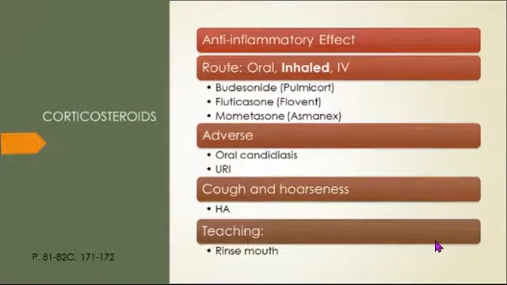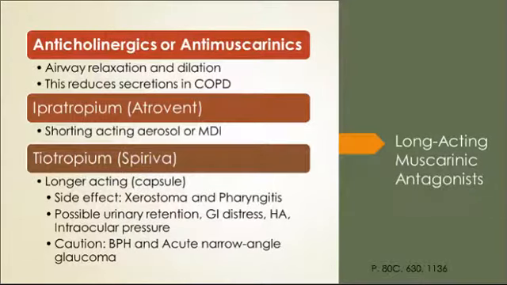Corticosteroids have an anti-inflammatory effect. We'll cover these in the last module for Pharm this semester also. These are given orally, inhaled, and IV. Budesonide, fluticasone, and mometasone are your names. They can be given by themselves. Names ending in -sone and -onide mean they have a steroid in them. Oral candidiasis is the biggest thing, and upper respiratory infection because of the fungal overgrowth.